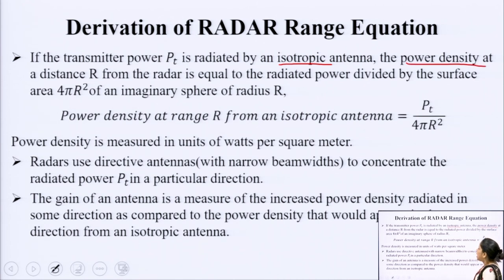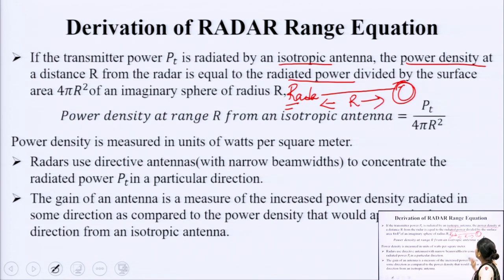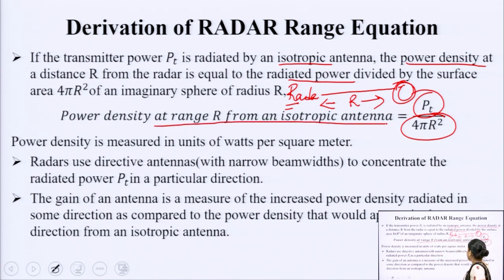If the transmitter power PT is radiated by the isotropic antenna, the power density at a distance r from the radar is equal to the radiated power divided by the surface area. We have to calculate the power density at a distance r from the antenna. This is our radiated power PT from the isotropic antenna, and when we divide it by 4 pi r square, that gives the power density at a range r. So this is the first formula we are going to have.